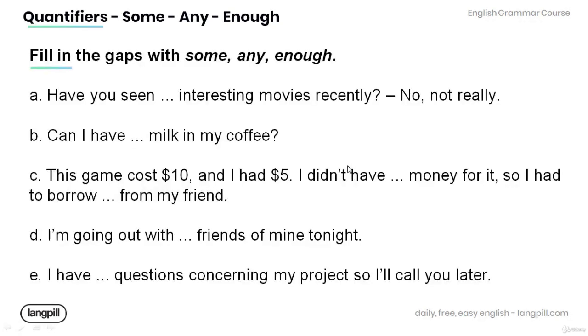And now it's time for you to practice on your own. Read the following sentences and fill in the gaps with some, any, or enough. A. Have you seen interesting movies recently? No, not really. B. Can I have milk in my coffee? C. This game cost $10 and I had $5. I didn't have money for it, so I had to borrow from my friend.